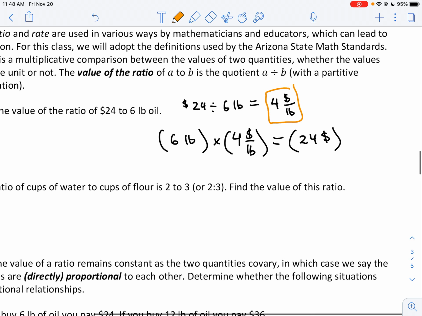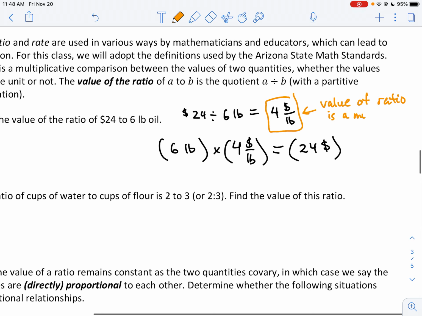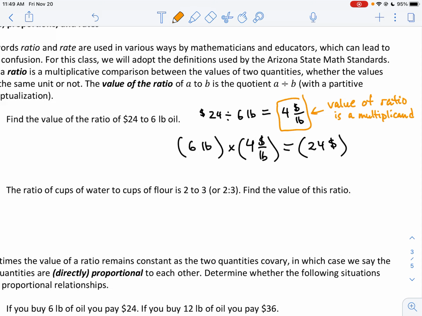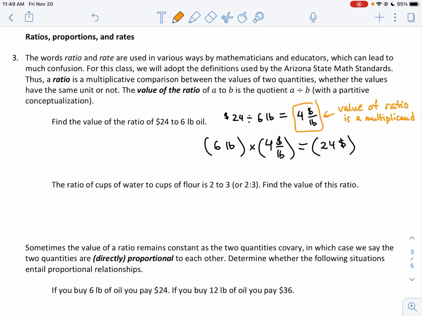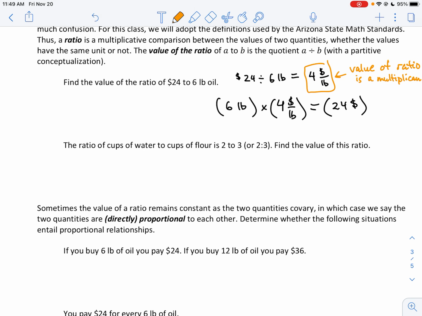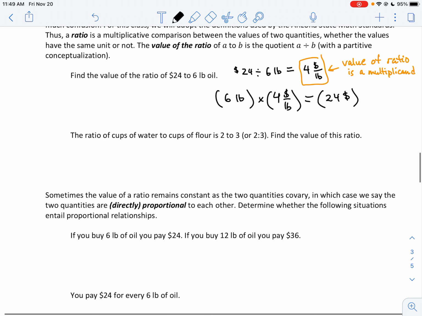We found the value of this ratio, and let's write this: value of ratio is a multiplicand, because we're doing division but with a partitive meaning, so that means we're finding a multiplicand. Now in the case where we have the same units, we can still do the same interpretation.